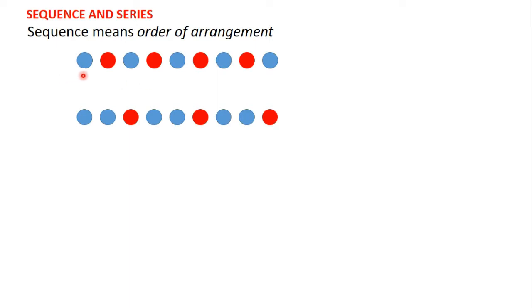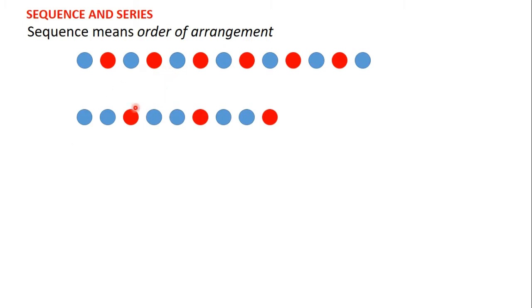So let's consider the first group. We have a blue ball, then a red ball, a blue ball, then a red ball. It means that if we have a blue ball here, the color of the next ball will be red. We have a red ball here, the color of the next ball will be blue. We have a blue ball here, the color of the next ball will be red. Then if you have a red ball here, the color of the next ball will be blue. So you have blue, red, blue, red.